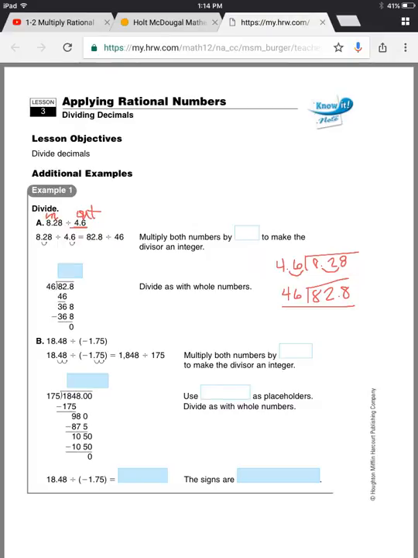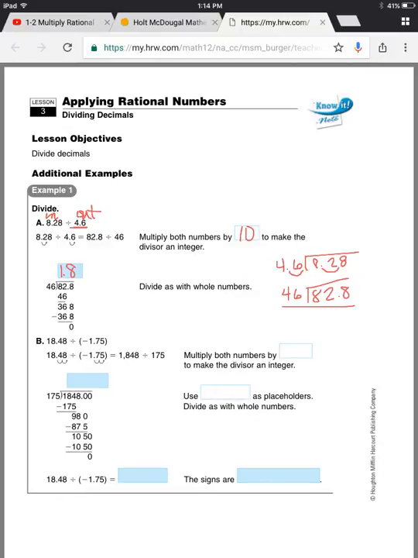Now they show you a different way. You know the 4.6 is the outside number, so you know you want your decimal out of the 4.6. So they did the same thing we did, they just did it over here, and they moved each decimal to the right one spot. So they got 82.8 divided by 46. And then they set it up, and they got 1.8.